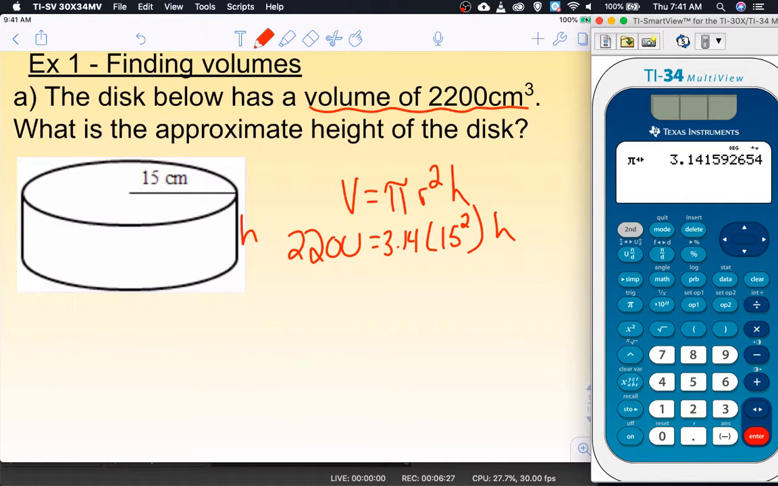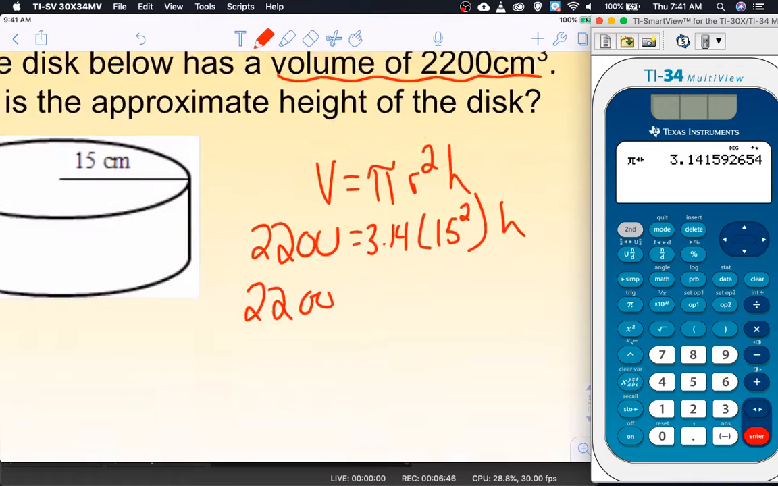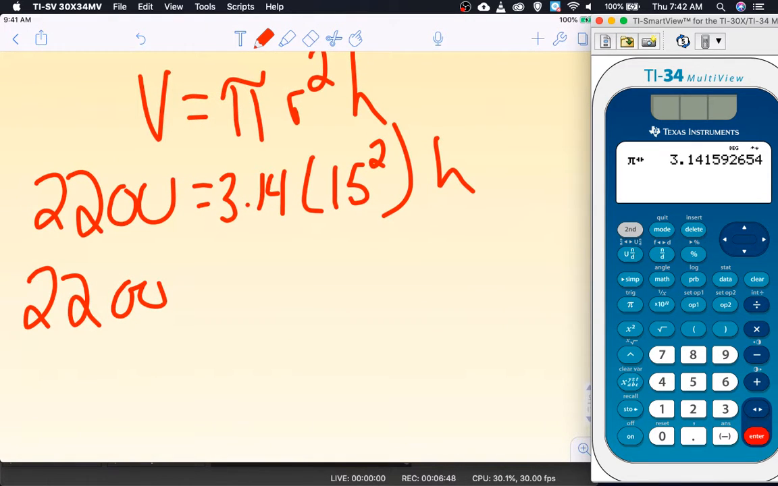That might be a little confusing for you if you've never solved an equation like this before. Here is our variable, our h. So we'd want to get this h by itself. We would start by simplifying this junk here. Now, when I do this, I'm going to zoom in a little bit, since we don't really need the picture anymore.